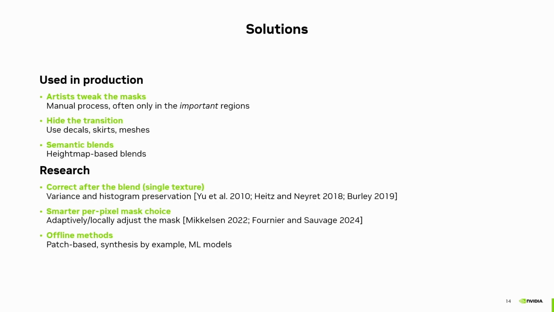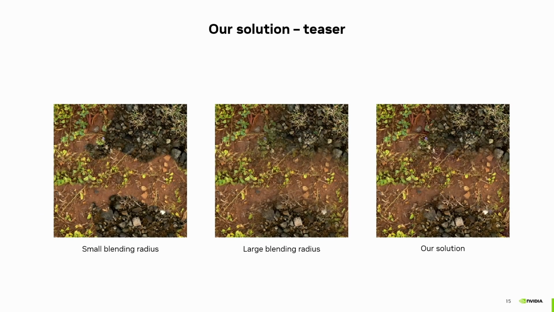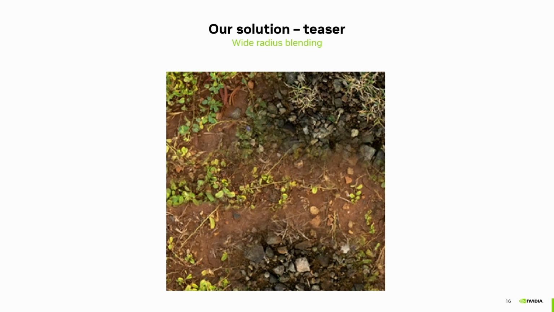And I'll show here a teaser of the solution proposed here, compared to small blending radius, large blending radius, and our solution. Here is a wide blending radius with what I showed before: feature overlap, ghosting, and contrast loss. And this is, by comparison, the proposed solution.